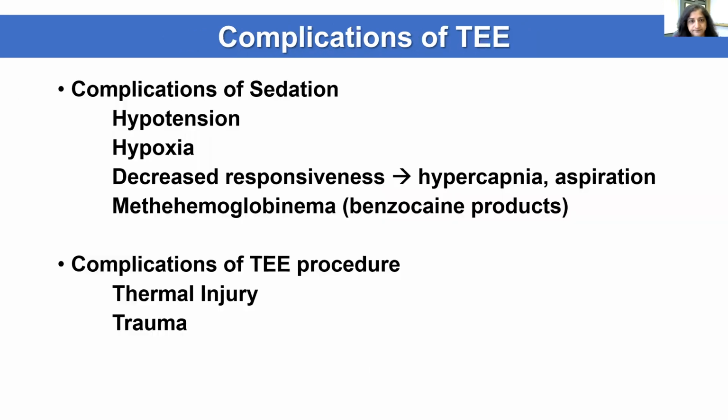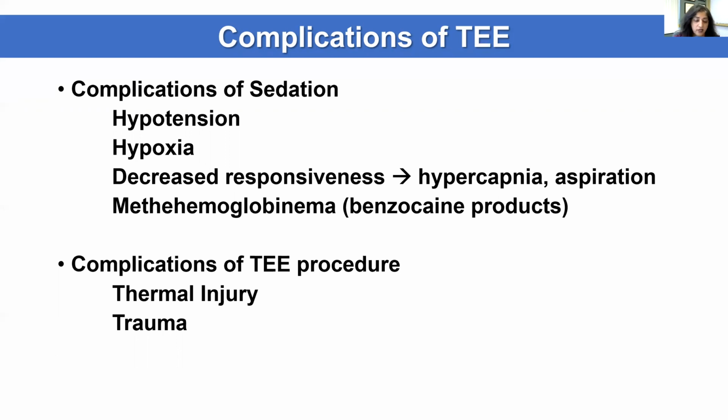So it really depends on a risk-benefit scenario whether to remove them or keep them in place and remove if needed. I'm going to conclude with the complications of TEE. The complications of TEE are divided into two things: the complications of sedation and the complications of the TEE procedure. Hypotension, hypoxia, decreased responsiveness, and methemoglobinemia are complications of the sedation part of the procedure.